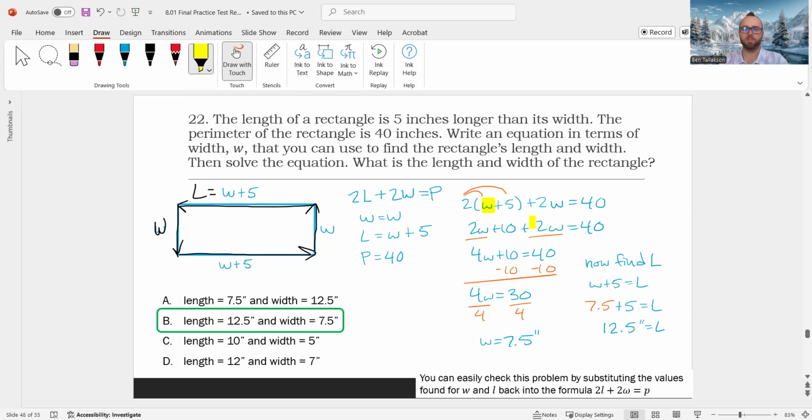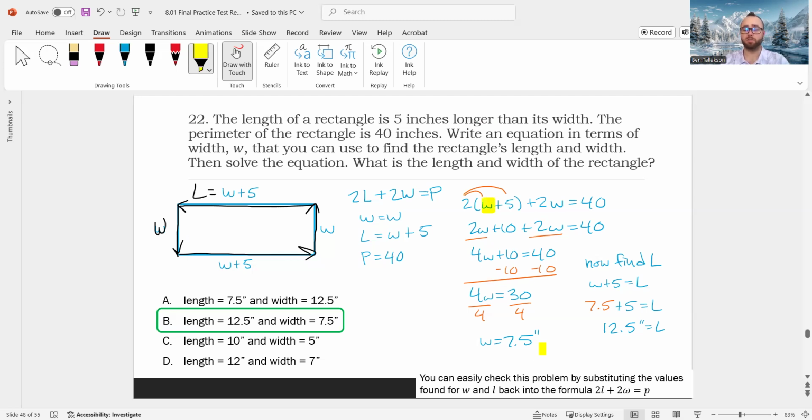But you distribute that 2. Now the W here is free from parentheses. You have like terms here. You add those together. And now the W's are together, and we just have 2 inverse operations to do to solve for W. So we subtract and divide and find the width to be 7.5 inches.